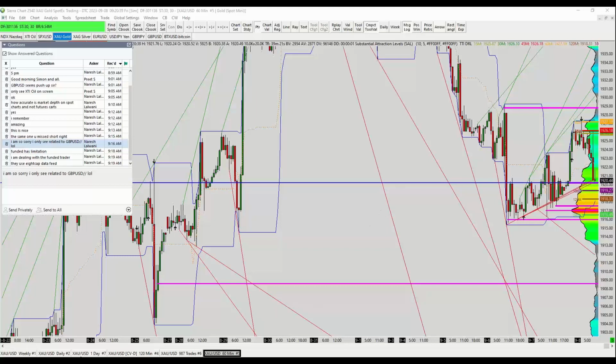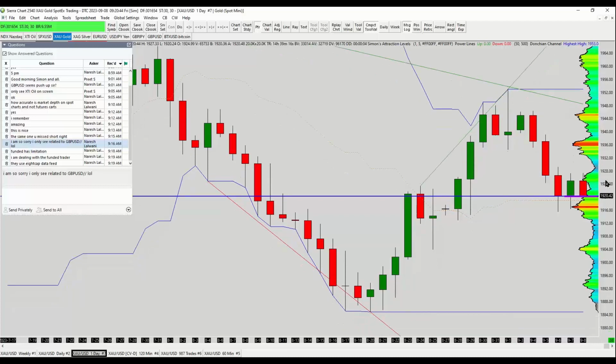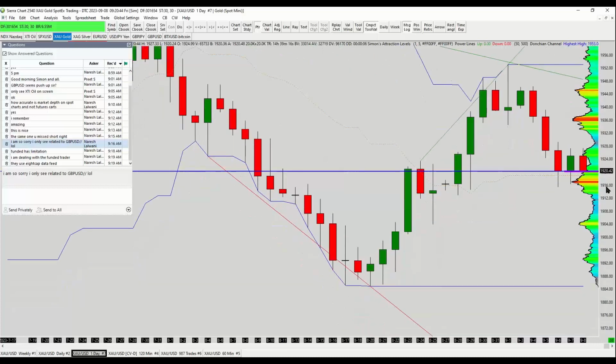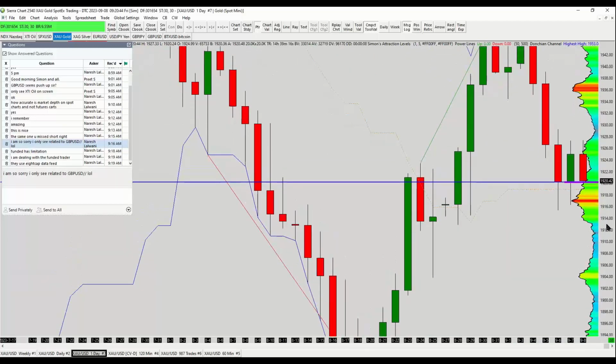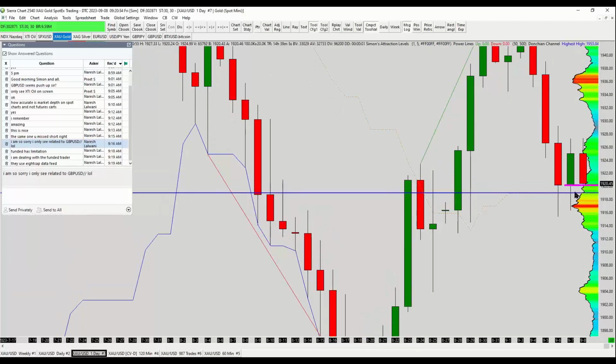Let me explain this. We have the gold, and using the new and advanced SAL indicator, which is fantastic. You see the magenta line here? This magenta line indicates the biggest amount of volume, or the biggest amount of orders that's sitting here, right?